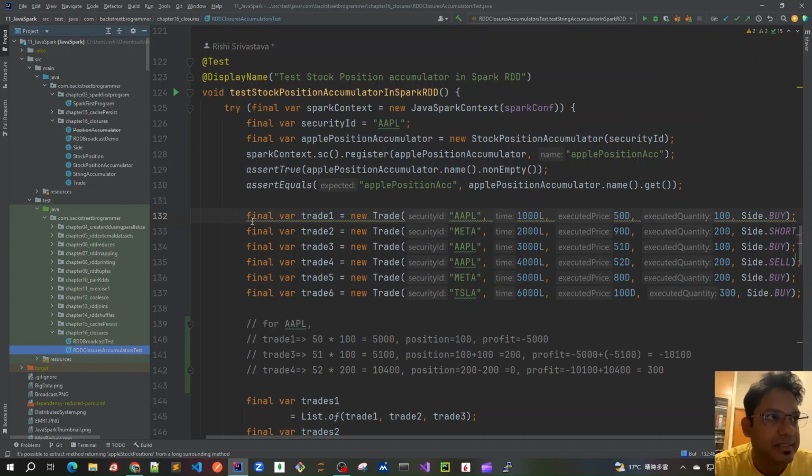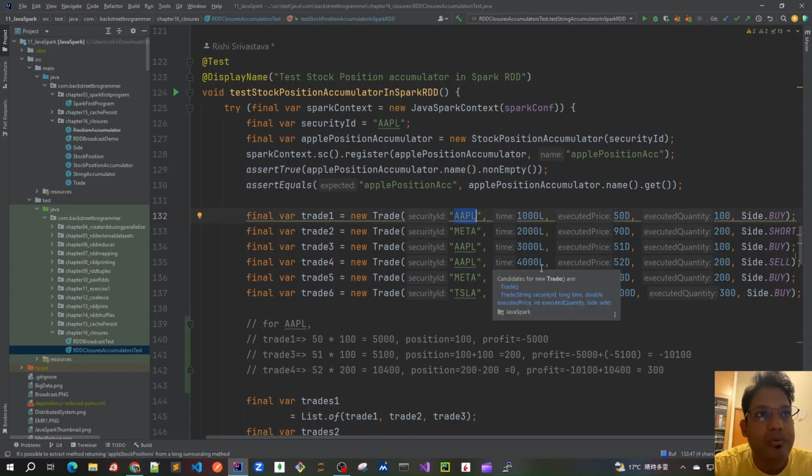In this naive example, in this test case, suppose I've got 6 trades. Among these 6 trades, we have 3 trades for Apple, 2 trades for Meta, and 1 for Tesla. So we want to create a stock position accumulator for each of the security IDs. For example, in these 6 trades, I can create 3 stock accumulators, 1 for Apple, 1 for Meta, and 1 for Tesla. What we are trying to do in this stock position accumulator is calculate the running position and the profit.